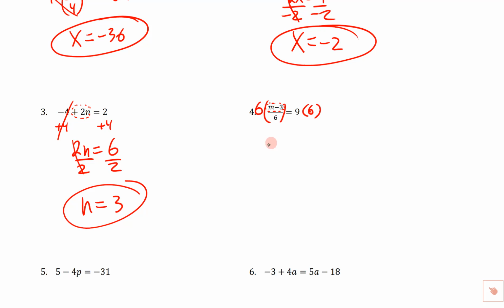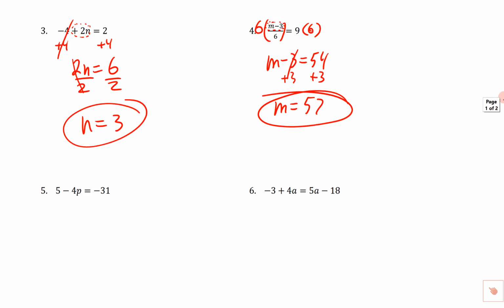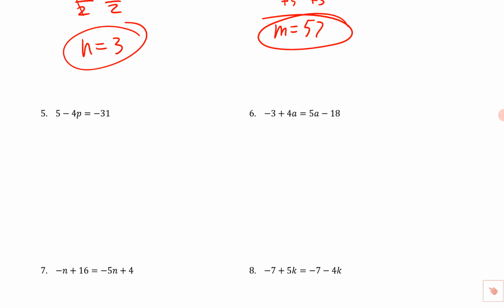So we're going to multiply both sides by 6, so we get an m minus 3 on this side, and we get a, let's see, 9 times 6 is 54, so pretty big number there. And then we want to get the m by itself just by adding 3. We get rid of that subtracting 3. So we get an m on this side, and we get a 57 on the other side. Again, these go pretty quickly once we've got these figured out. We'll take a look at this one.